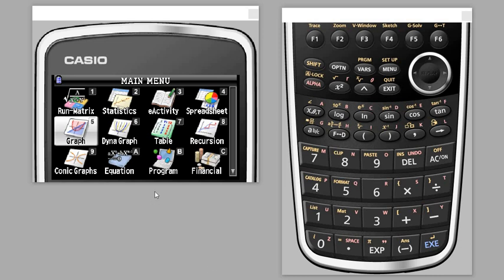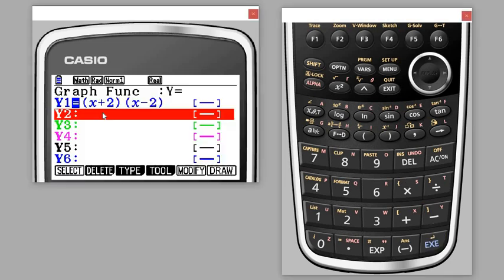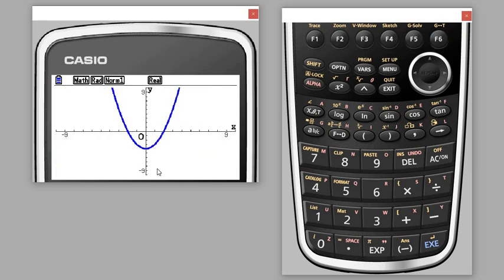Okay, in this video we're going to look at how we can find the area under the curve using our graphics calculator. So we're going to go into our graph menu. I've got a polynomial that I've put in there already, and there's my polynomial.